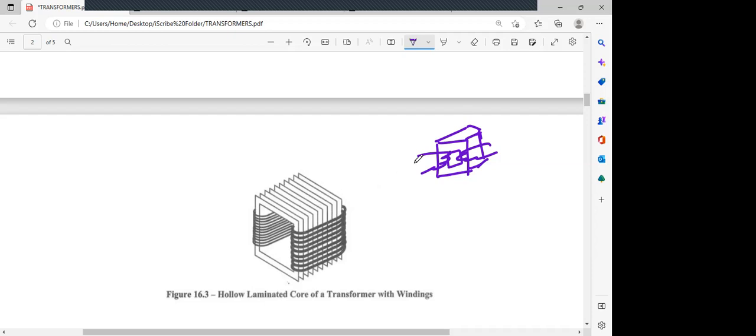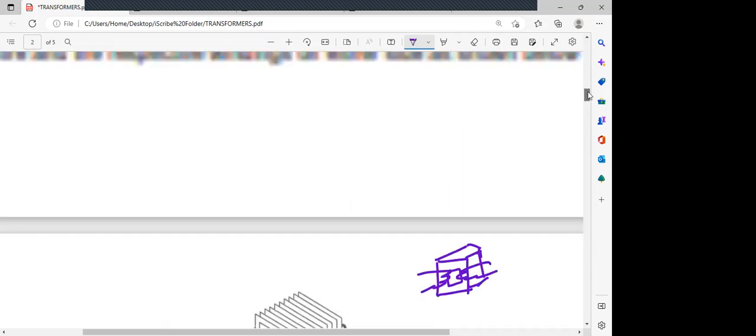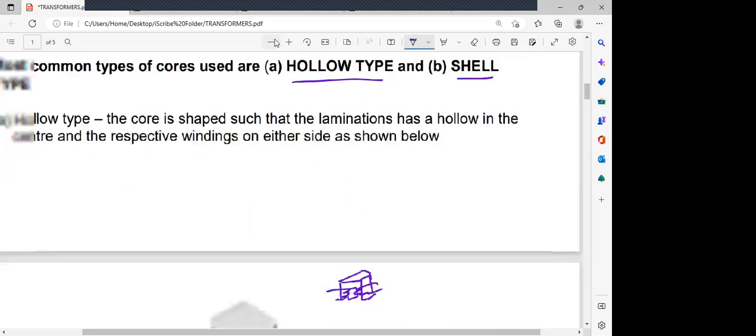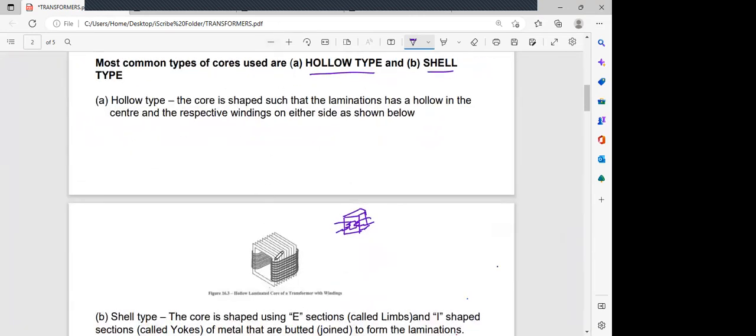When they are going to be put together, it will look like a solid block like this, but in reality, it is not. Several of these thin sections are put together and make it look like a solid block. And on one side, you are winding the primary. On the other side, that is this side, you are winding your secondary, and your output is taken. So this is the hollow type for the simple reason there is a hollow in between.